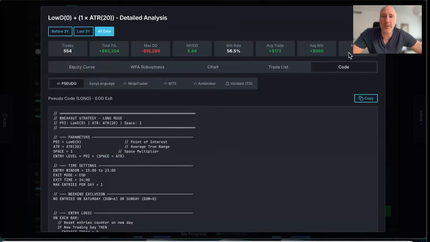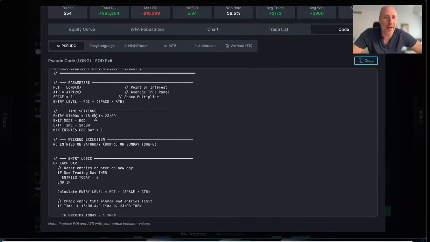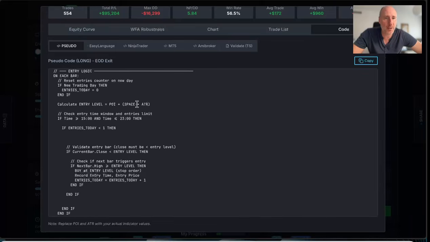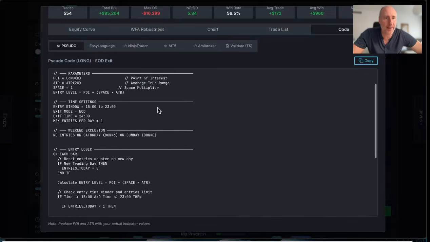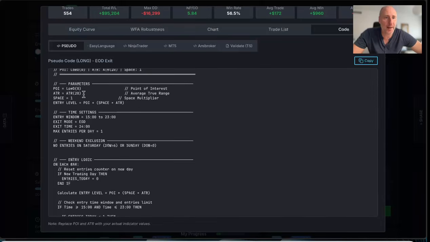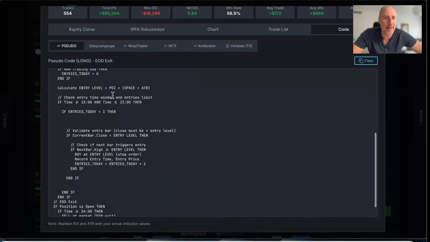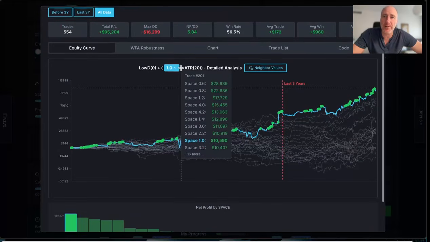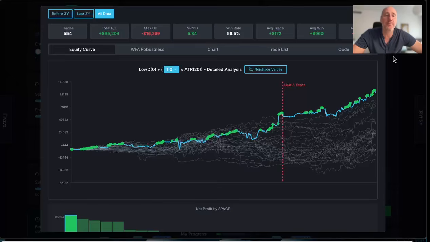Now, before we continue, you can also check quickly a code. This is a pseudo code, what it would look like. Entry window 3 to 11 p.m. This is just a general pseudo code. Point of initiation is to define a space multiplied by ATR, where space is 1, ATR is average true range 20, point of initiation is low of the day. And that's just for coding fans. I'm not a coder. I'm a trader and I love trading practice and charts, not codes, but it's all there.